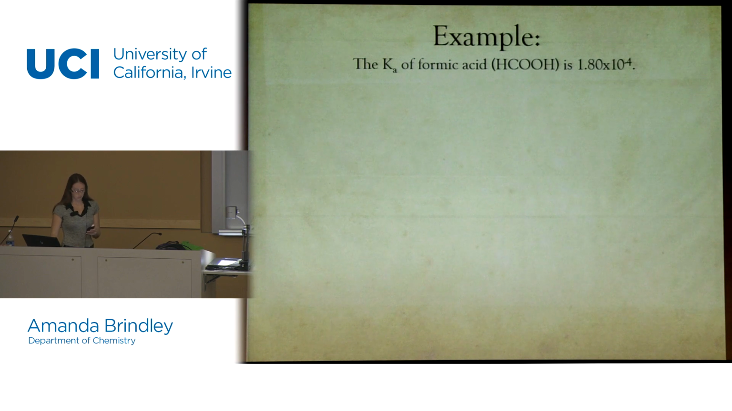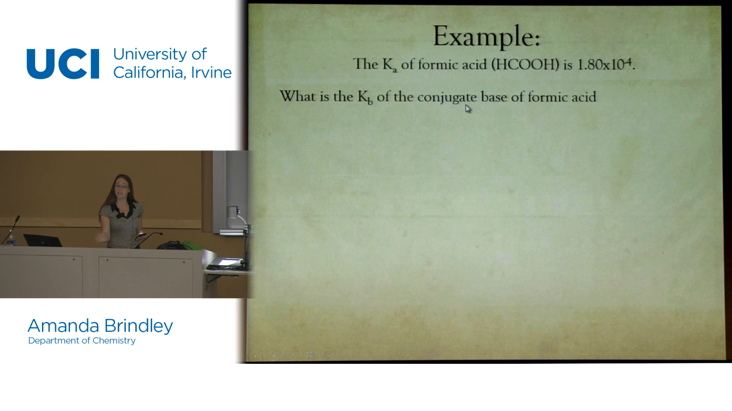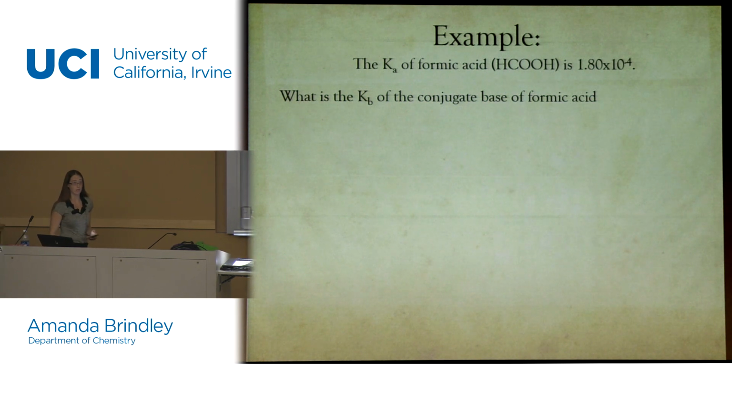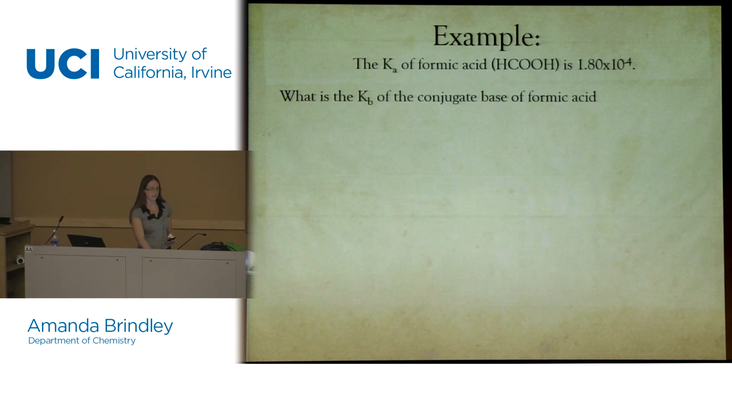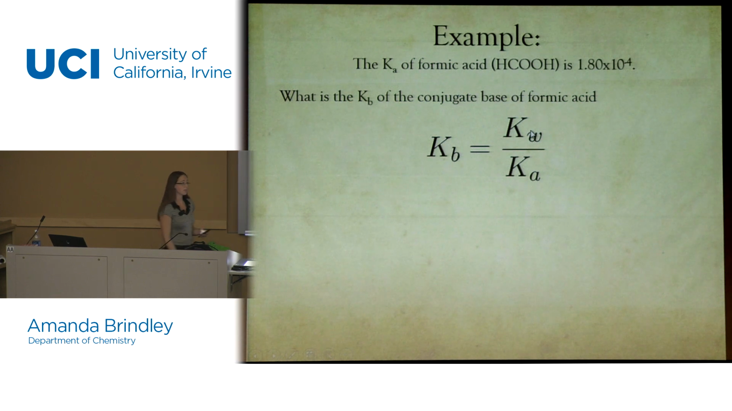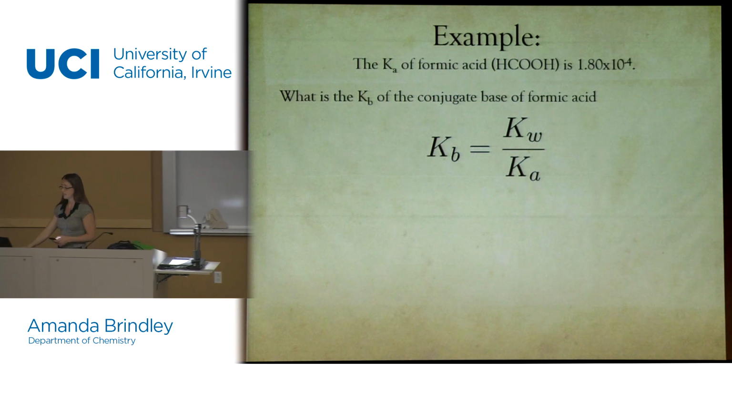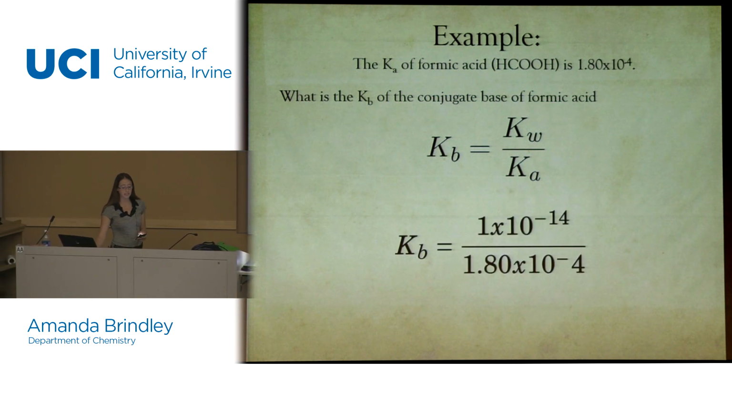Okay, so when we want to find the Kb of the conjugate base, remember we're not finding the Kb of formic acid, we're finding the Kb of HCOO minus, right? We're finding the Kb of HCOO minus. We're not finding the Kb of formic acid, that doesn't have a Kb. So we do our Kw over Ka. We do have to know what Kw is equal to, right? That's a really useful number to have. It's always at 25 degrees Celsius, but we do want to know what that is. So that's our 1 times 10 to the negative 14th.